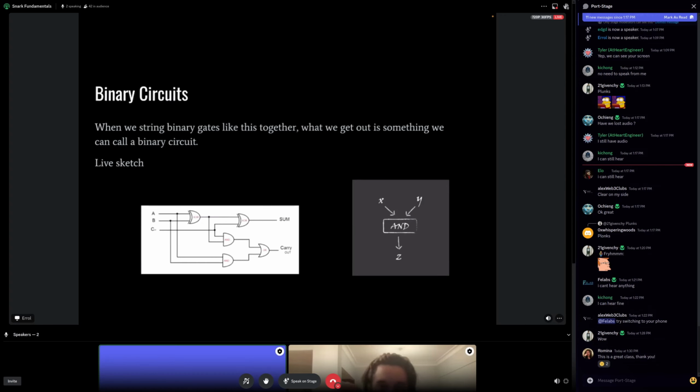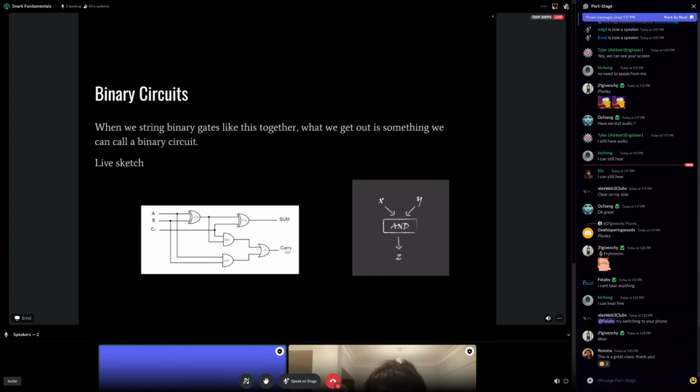So what do we mean specifically by a binary circuit? In this white image, we have 5 gates put together with wires connecting them: 2 exclusive OR gates, 2 AND gates, and an OR gate. A circuit is just any combination of gates put together. With a binary circuit, we're using binary gates, so there's no multiplication or addition here. This is just binary type gates.